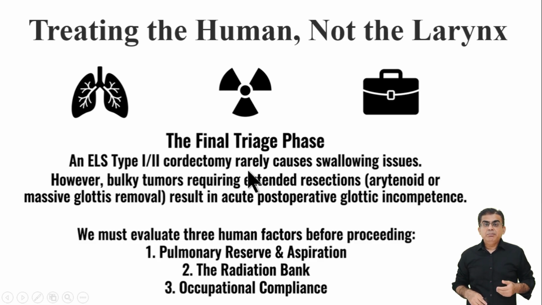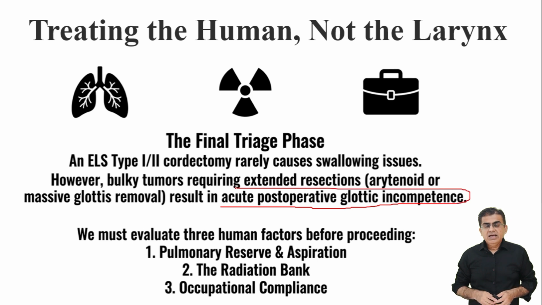But what happens if you face a bulky tumor? If you have to remove the arytenoid cartilage or a massive portion of the glottis, the vocal cords will no longer close properly. This creates acute post-operative glottic incompetence. And this means the patient will immediately aspirate. Because of this severe functional risk, we must rigorously evaluate 3 specific human factors before we ever proceed to the operating room.